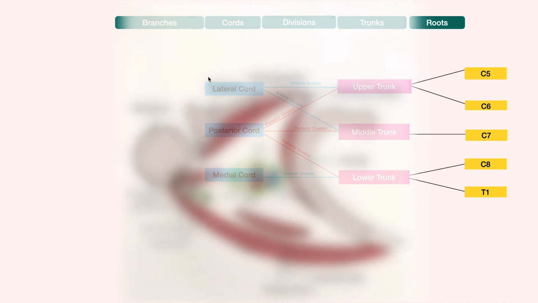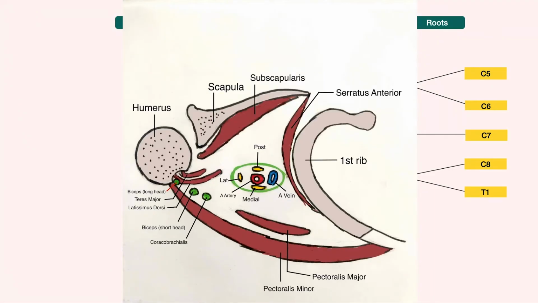Okay, in this transverse section, we can see the boundaries and the contents of the axilla. Now here we can see the axillary artery in the center contained in the axillary sheath. So the cord that lies in front and slightly medial to it is the medial cord. The one that lies lateral to it is the lateral cord, and the one posterior to it is the posterior cord.